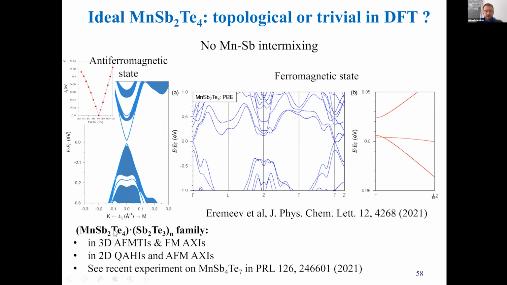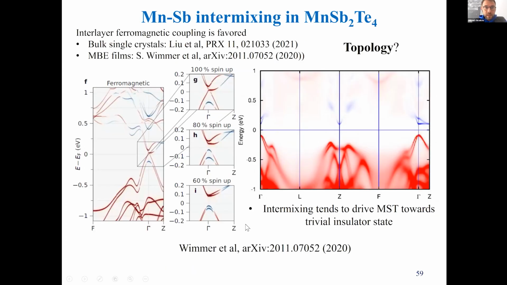And you can think also about this family of materials, which is pretty similar to those of MBT. And actually, there has been a recent experiment, I think this period, actually this month. If you're interested, please check it out. What about the intermixing? Because typically there is. It was found that it promotes the interlayer ferromagnetic coupling. It is confirmed both experimentally and theoretically.